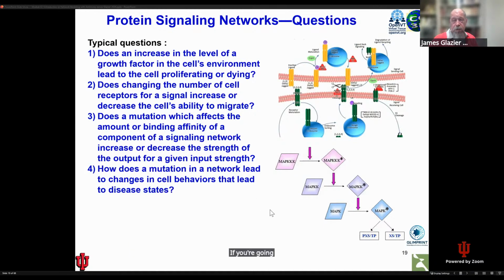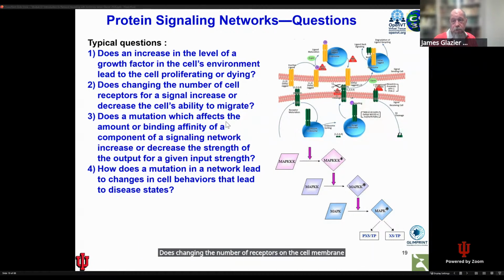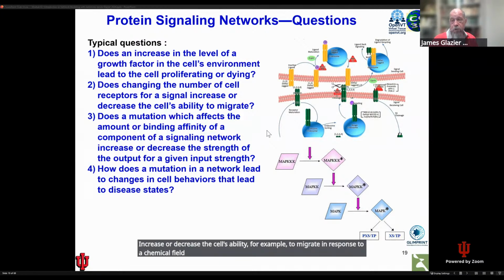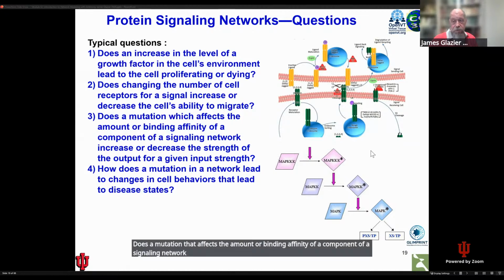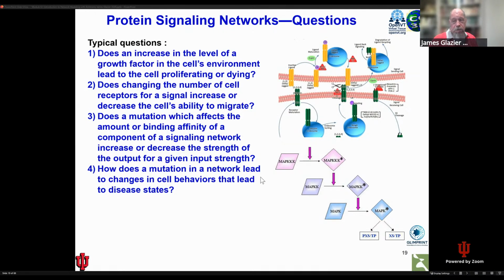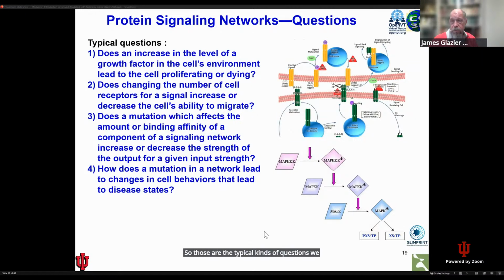If you're going to be building signaling models, you might ask questions like, does an increase in the level of a growth factor in the cell's environment lead to the cell proliferating or dying? Does changing the number of receptors on the cell membrane increase or decrease the cell's ability, for example, to migrate in response to a chemical field? Does a mutation that affects the amount or binding affinity of a component of a signaling network increase or decrease the strength of the output for given input strength? And how does a mutation in the network lead to changes in cell behaviors that lead to disease state? That's a sort of a question at the higher level organization. So those are the typical kinds of questions we'd address when we're looking at network models.